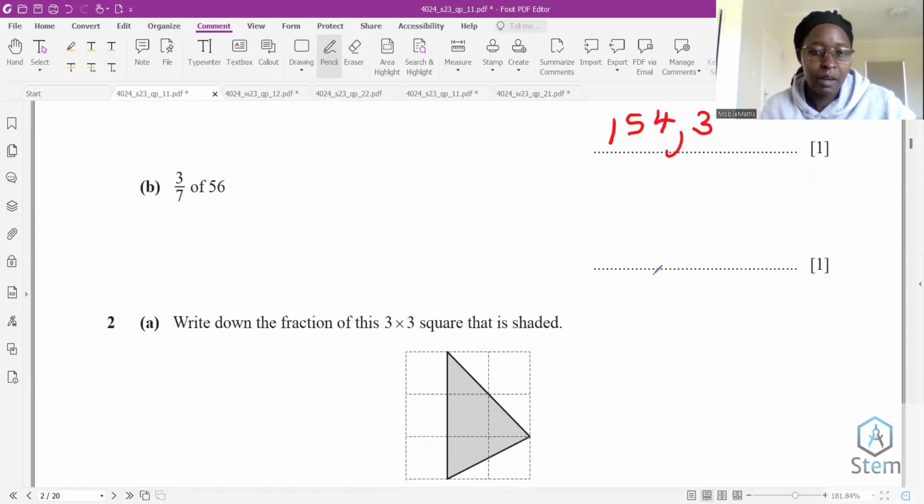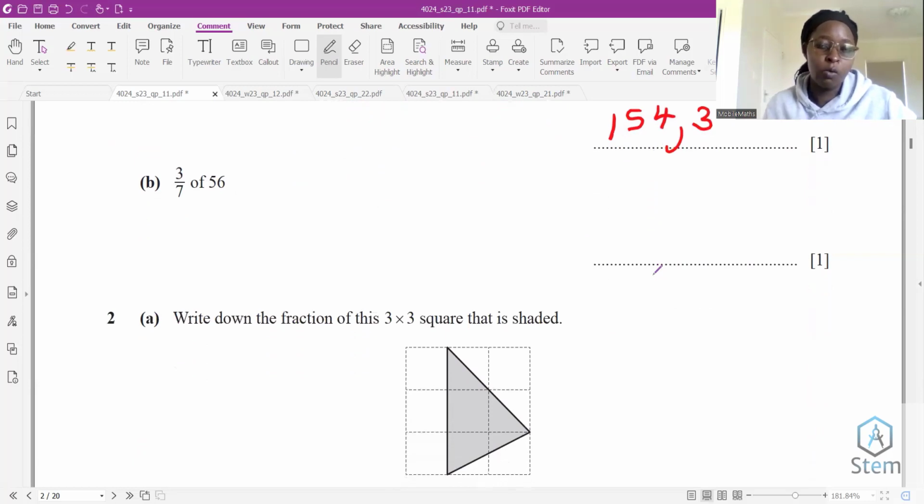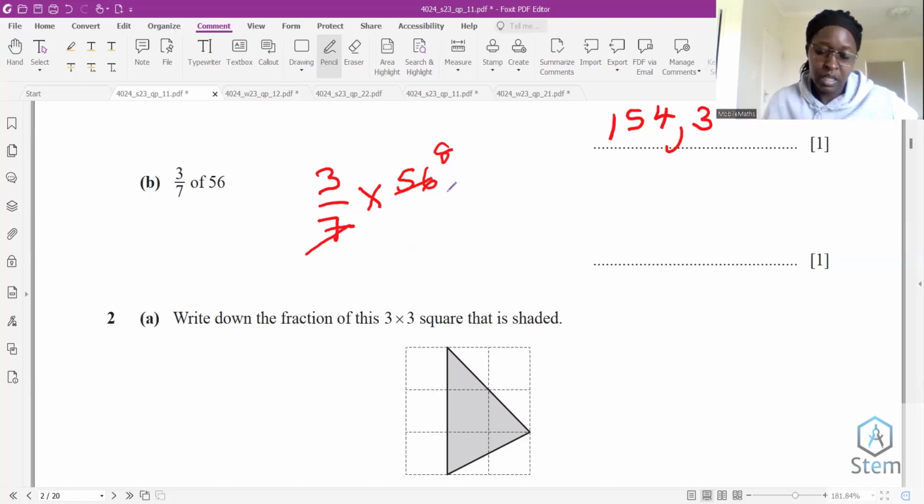Now I have 3 over 7 of 56. So basically what it means is we are saying 3 over 7 times 56. We can check 56 divided by 7. 7 can go into 56 8 times. So 8 times 3, that will give me 24 here. Okay, let's move on.